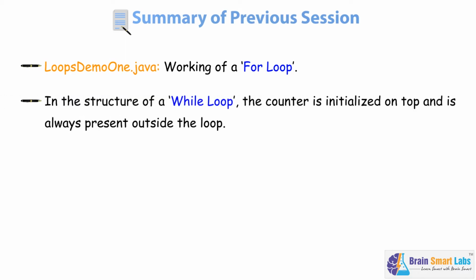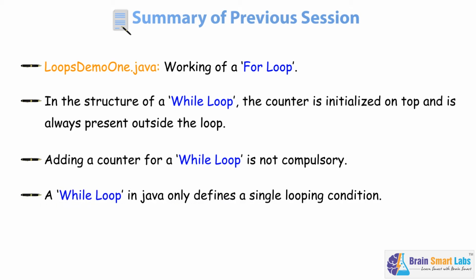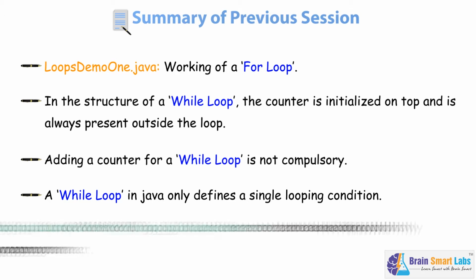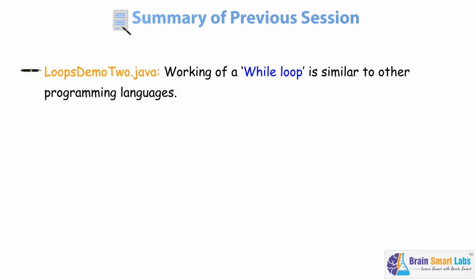Next we saw the structure of a while loop, wherein the counter here is initialized on top and is always outside the loop. Adding a counter for a while loop is not at all compulsory for a programmer. The while loop in Java only defines a looping condition, and the rest of the things like adding a loop counter, placing of logic balancers are completely left to the liberty of a programmer. With the help of a program loopsdemo2.java, we saw the working of a while loop, which is very similar to the while loop used in other programming languages.